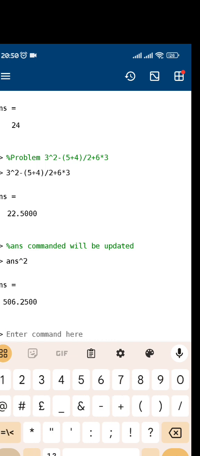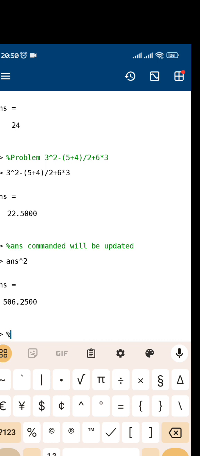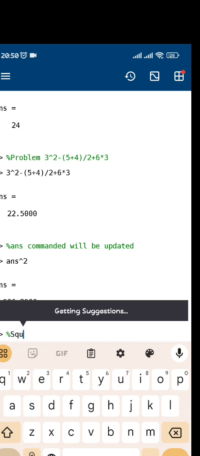Now there is one more arithmetic operation, or instead of operation we can call it a function, and that is square root.